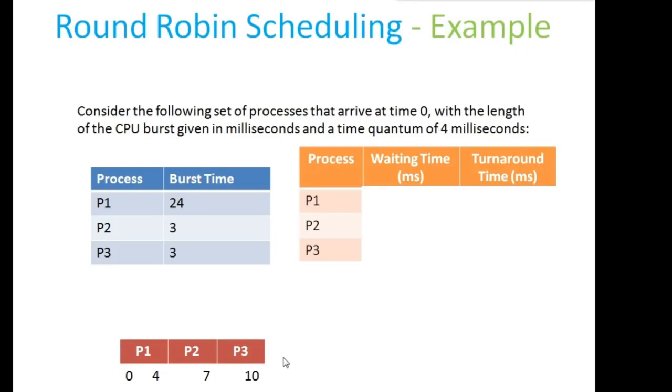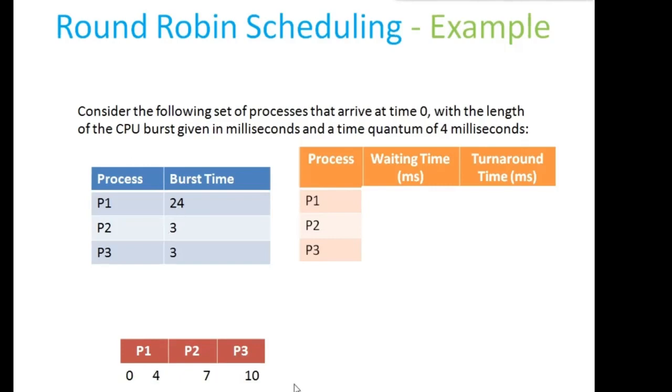So now only P1 is remaining. Okay. So P1 has completed 4 milliseconds. So remaining 20 milliseconds are there. So until P1 completes, the CPU will be allotted to process P1 alone.